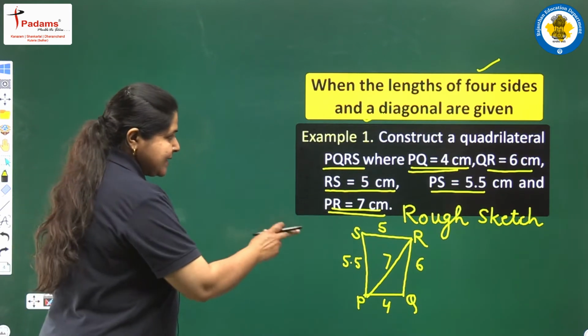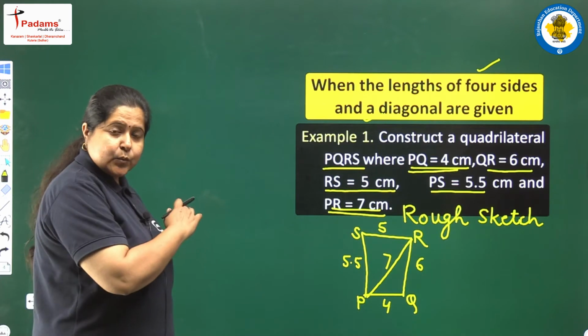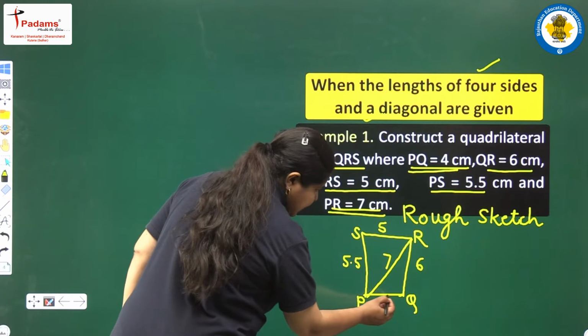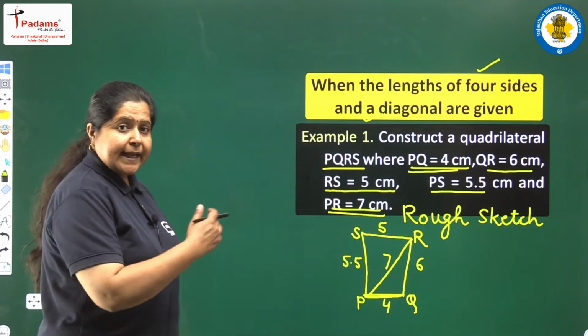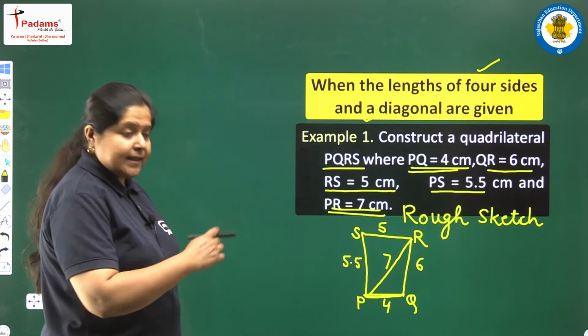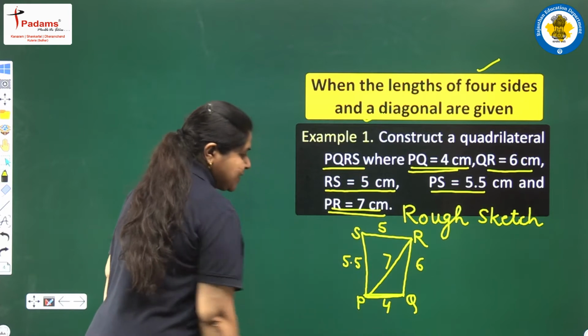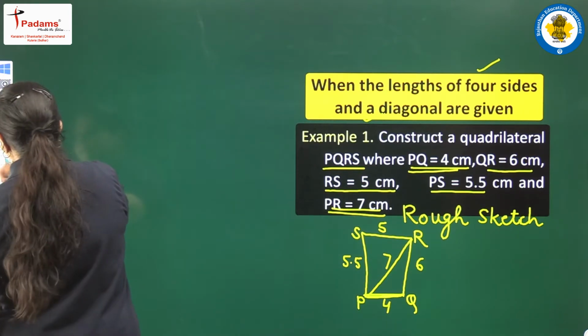Now once we get this rough sketch, we get an idea of how to start the construction work and from where to start. You can see we should start it from PQ. Also we get an idea of how to follow the steps just by looking at this rough sketch. So we will be starting with this PQ, 4 centimeters long. For this we need one scale.